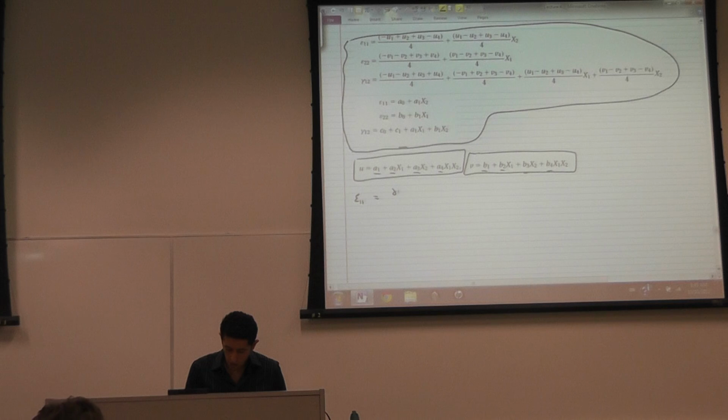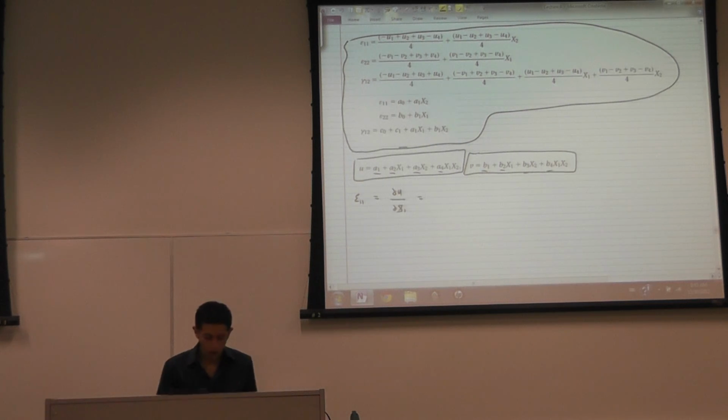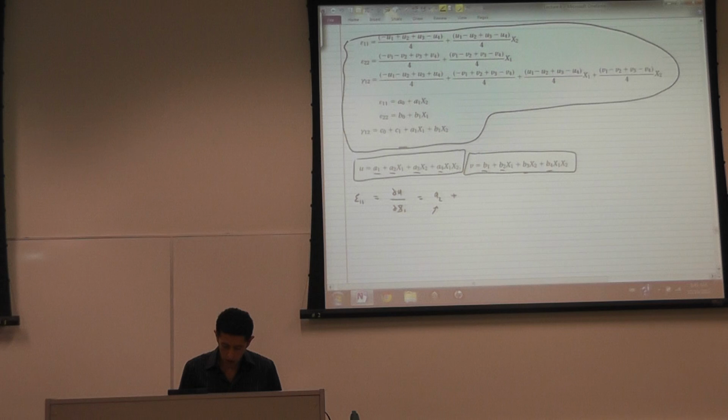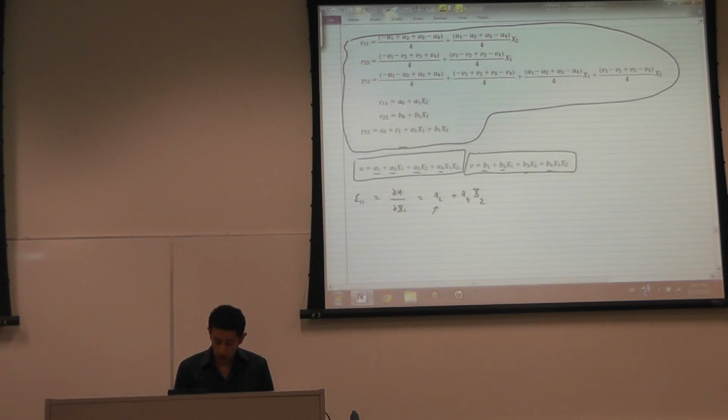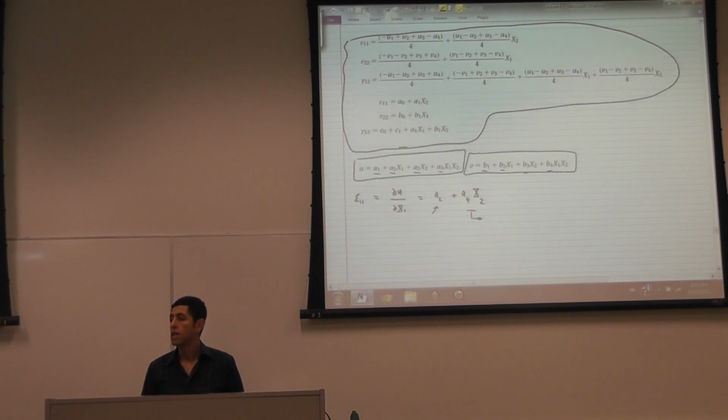Epsilon 1 is partial u by partial x1. Epsilon 1 will be equal to a2, which models constant strain, plus a4 x2. So what does this mean? Well, I should be able to model linear strain. So I should be able to model bending.